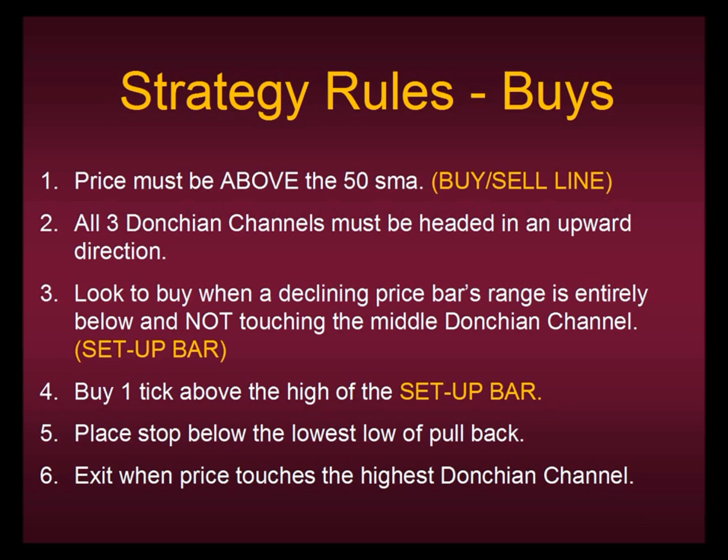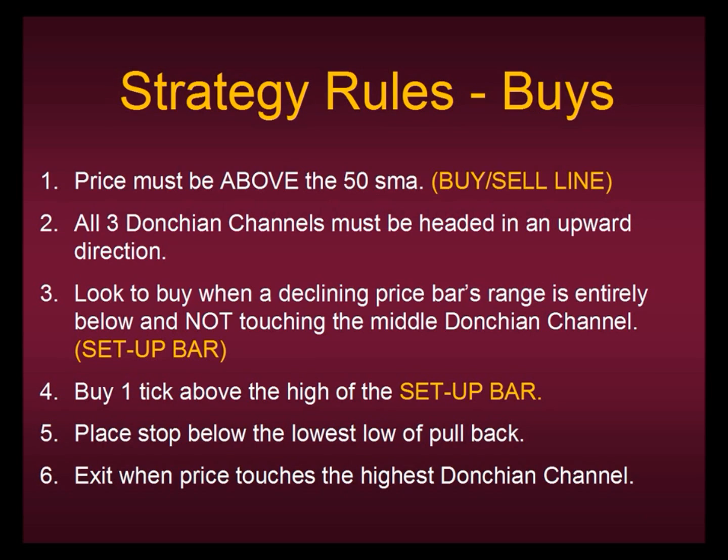All right. Rule number 2, all 3 of the Donchian channels must be headed in an upward direction. Okay, so we need these 2 things to be in place. Now we're going to look to buy when a declining price bar's range is entirely below and not touching the middle Donchian channel. If we have a bar that meets these requirements, this is going to be our setup bar. All right, so what does that mean if we have a setup bar? Well, this means that if on the next bar and next bar only, we trade 1 tick above that setup bar, then we're going to go long. This is our confirmation method in effect.